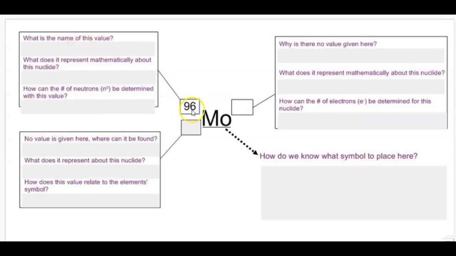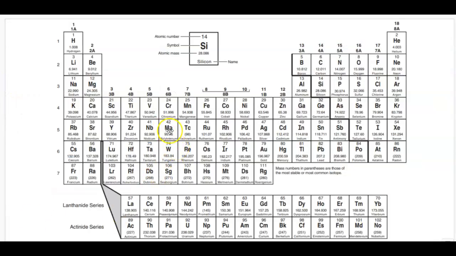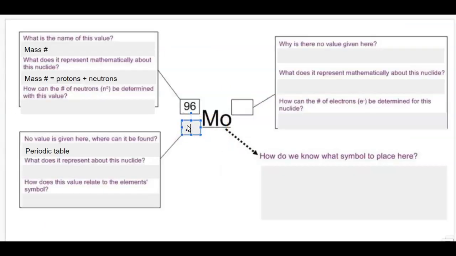Okay, what is the name of this value here? It's the mass number. What does it represent about the nuclide? Mass number equals protons plus neutrons. How can we determine the number of neutrons? Well, we have a problem. What's that number? No value is given here. Where can it be found? It can be found on the periodic table. So we're going to look up Mo, which is here, and it has an atomic number of 42. So this should be 42.